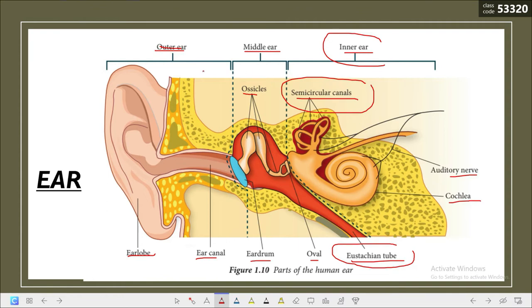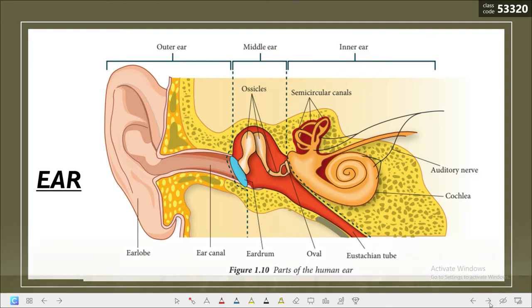So the outer ear is the earlobe and ear canal. The middle ear is the ossicles, eardrum, and also the oval window. While the inner ear has the semicircular canals, auditory nerve, cochlea, and eustachian tube. So you need to remember the diagram and the labels of it, and also later the function. Okay, so let's take a look.